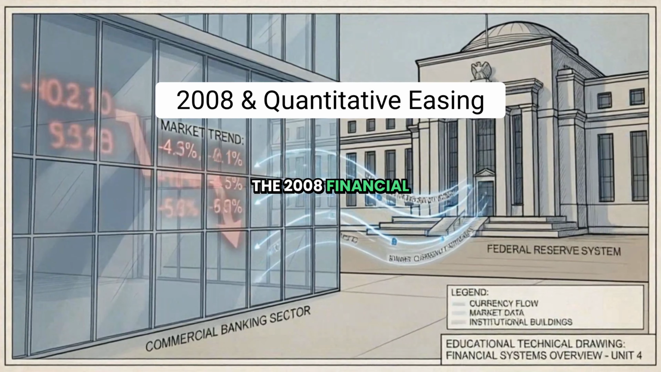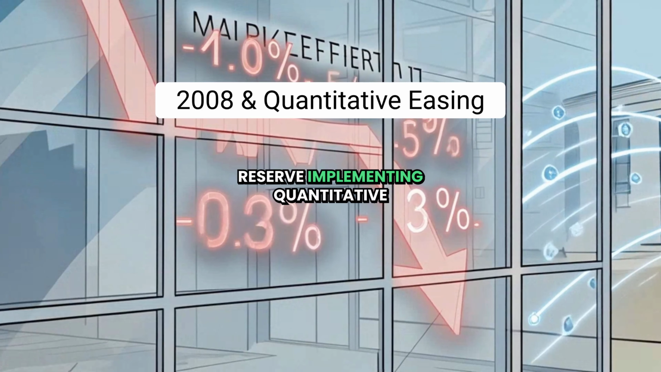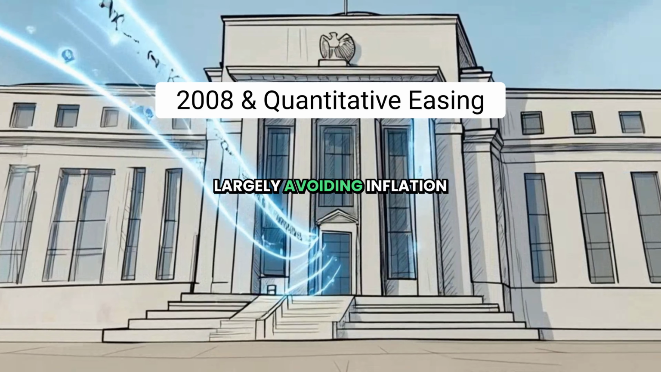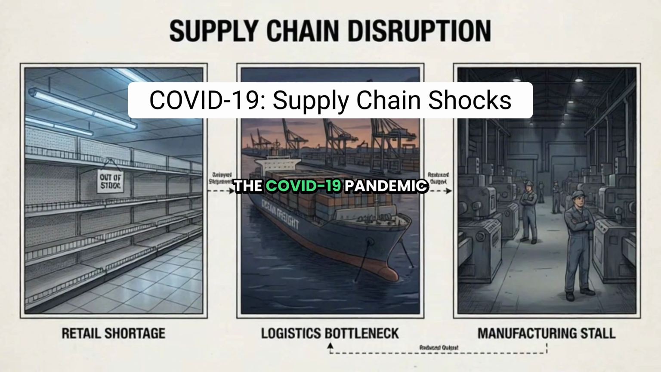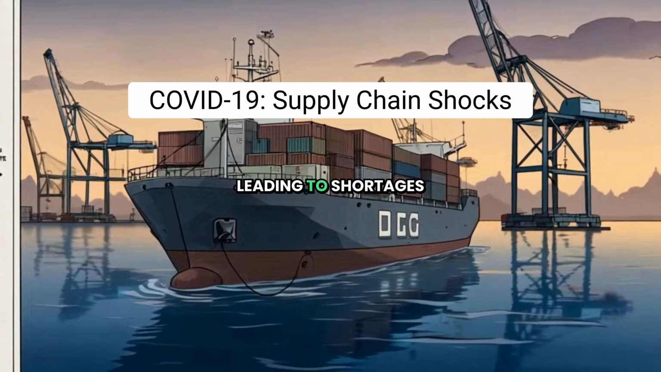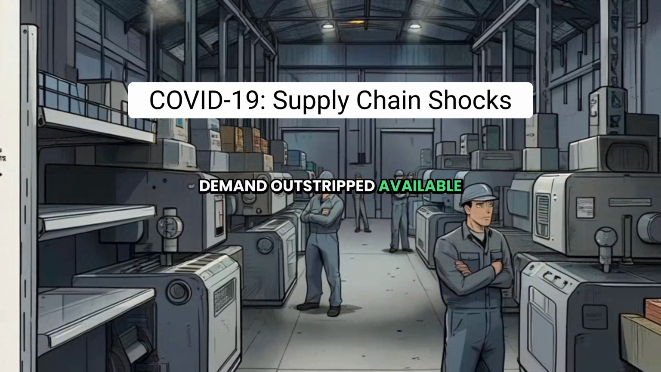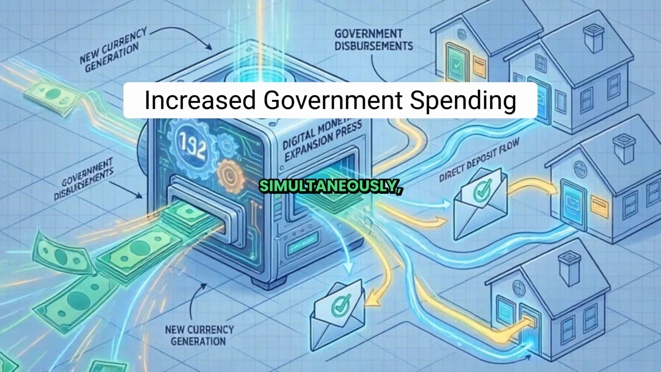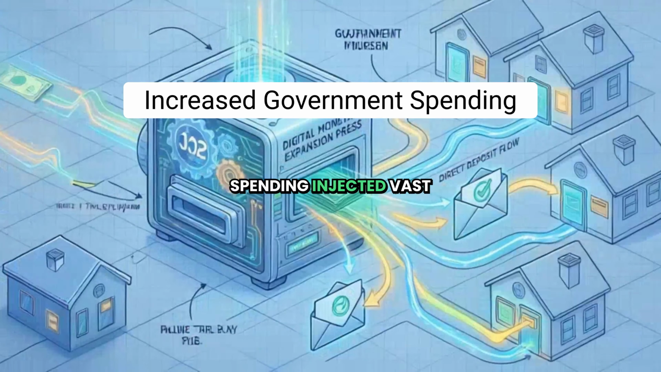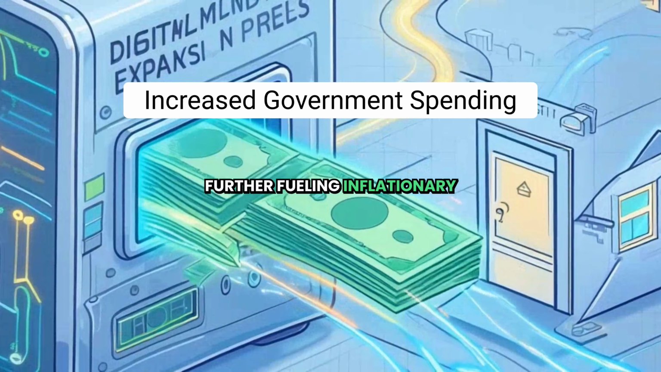The 2008 financial crisis saw unprecedented intervention, with the Federal Reserve implementing quantitative easing to stimulate the economy, largely avoiding inflation at the time. The COVID-19 pandemic severely disrupted global supply chains, leading to shortages of goods and increased prices as demand outstripped available supply. Simultaneously, massive government stimulus packages and increased spending injected vast amounts of money into the economy, further fueling inflationary pressures.